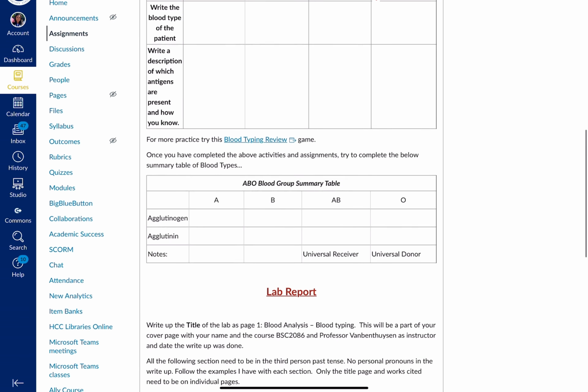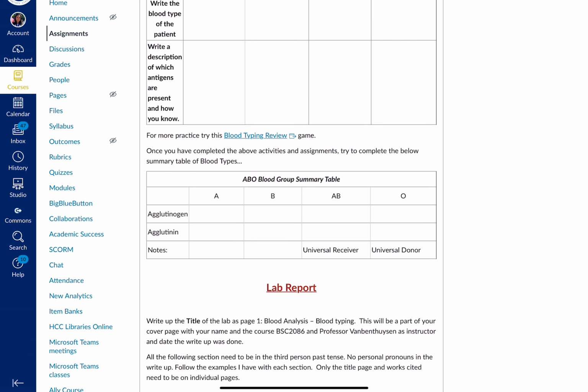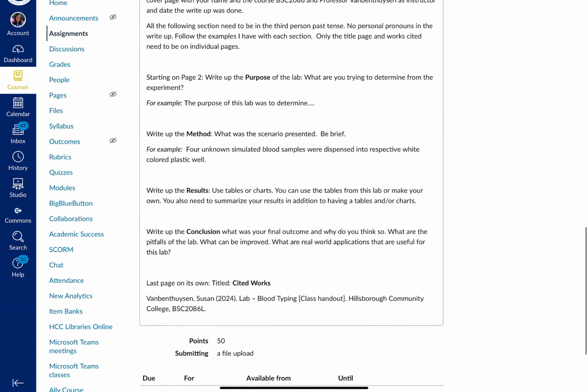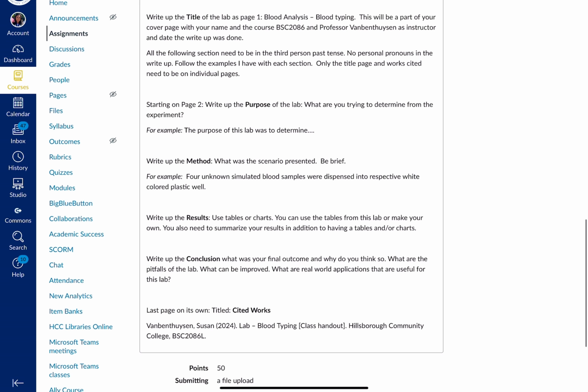There is some more practice stuff. If anything says "for more practice," that's simply what it is. You don't have to know anything specific on the lab exam from that. And then your ABO blood group summary table you need to go in and fill out. And then it gives you what you need to do for your lab report.